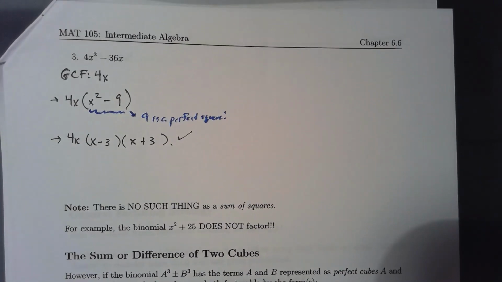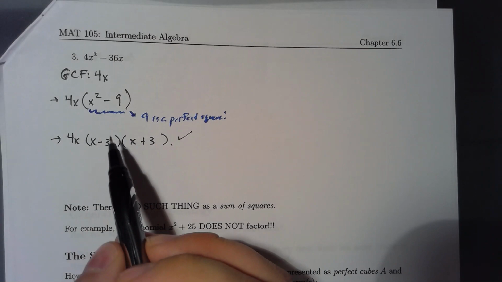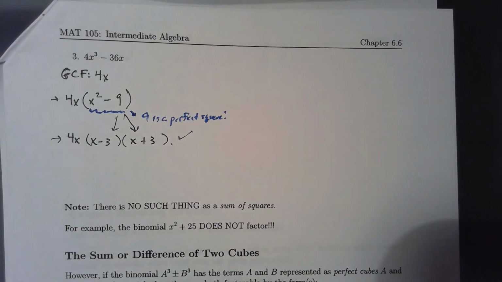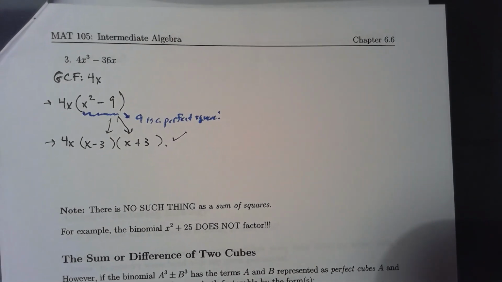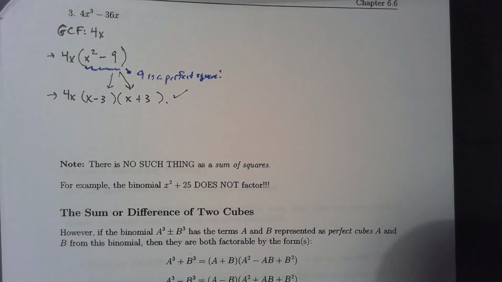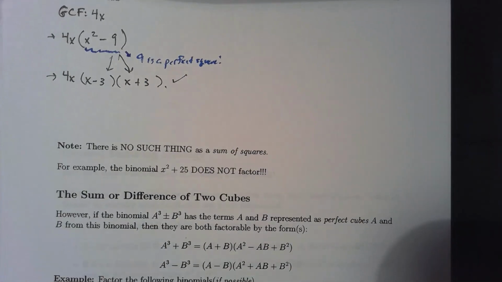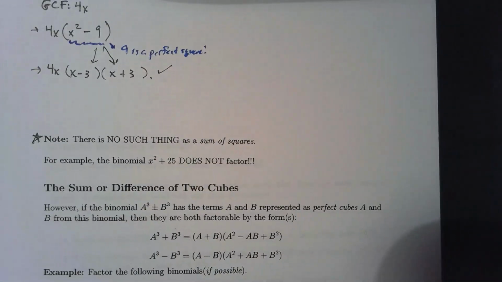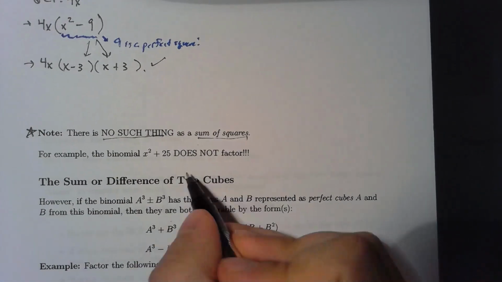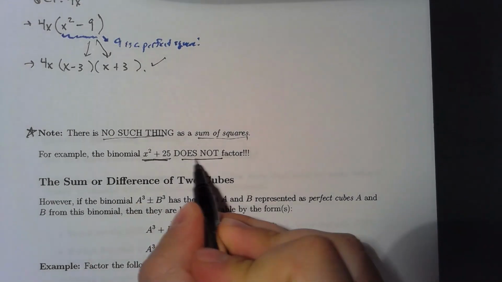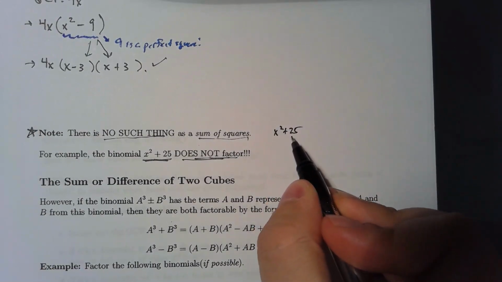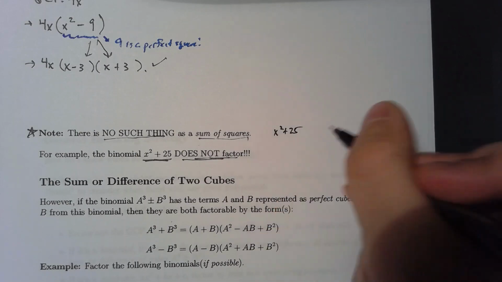When it comes to differences of 2 squares, this will factor to this and this. That's pretty straightforward. Now, I do have to mention something here. This is important to understand: there is no such thing as a sum of squares. In other words, this does not factor. Like x squared plus 25. That's a sum of 2 perfect squares, but that does not factor. This is prime.